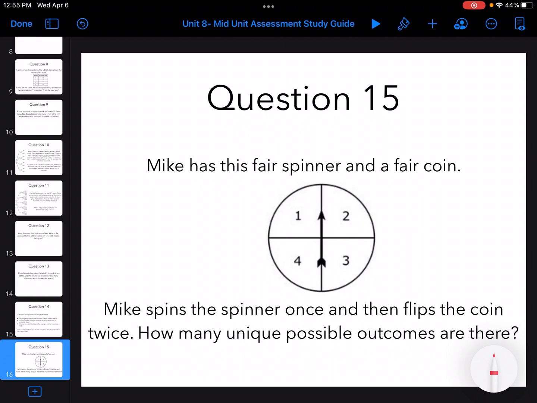Mike has a fair spinner and a fair coin. He spins the spinner once, so there are 4 outcomes there, and then he flips the coin twice. How many unique possible outcomes are there? Remember, we're talking outcomes here. So 4 on the spinner and 2 on the first coin, 2 on the second coin. So 16 outcomes.